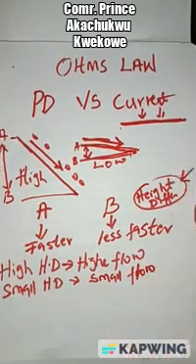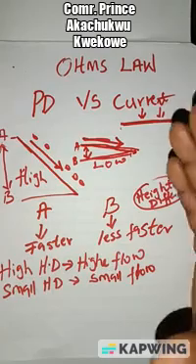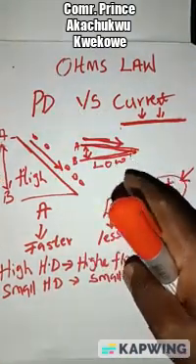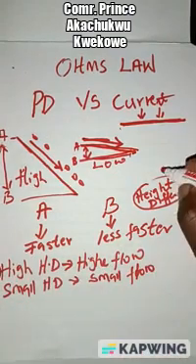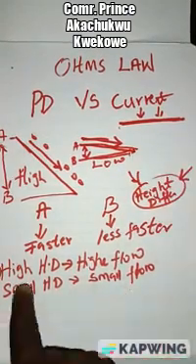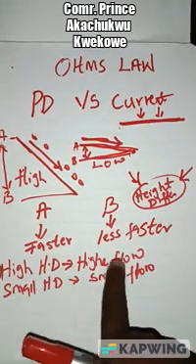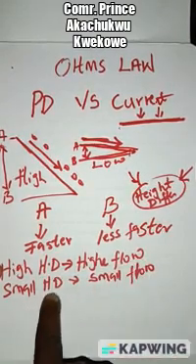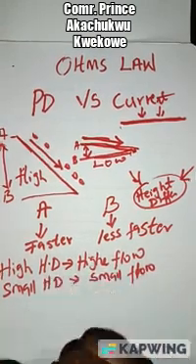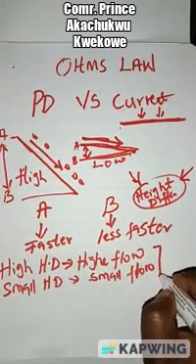So what I want you to really understand is that in flow of water, if water must flow, it must be controlled by the height difference. That's difference in height. You get the point? And if the height difference is high, the flow will also be high. If the height difference is small, the flow will also be small. That's the relationship you need to understand.